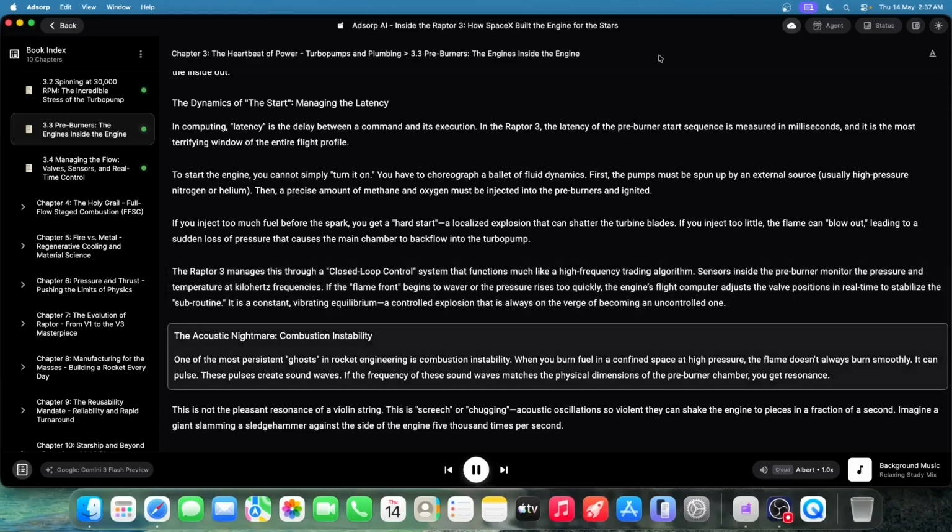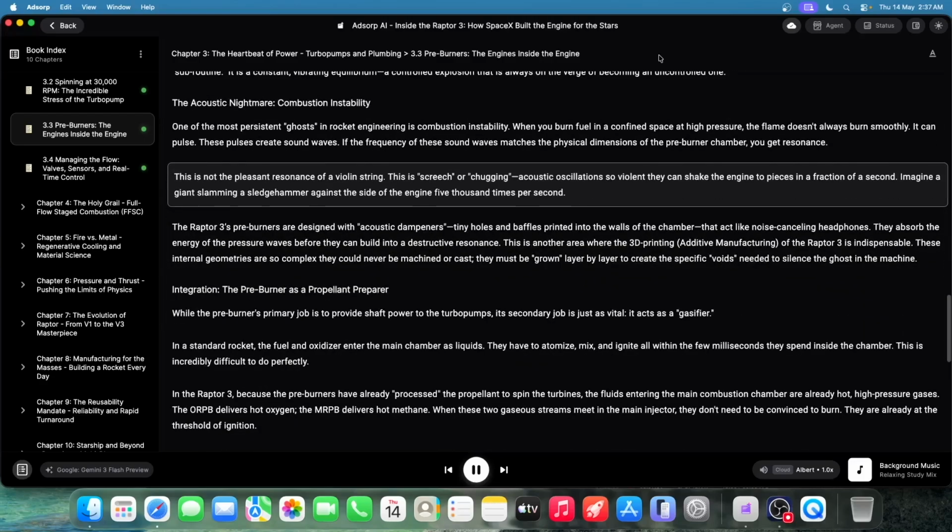And the acoustic nightmare, combustion instability. One of the most persistent ghosts in rocket engineering is combustion instability. When you burn fuel in a confined space at high pressure, the flame doesn't always burn smoothly. It can pulse. These pulses create sound waves. If the frequency of these sound waves matches the physical dimensions of the preburner chamber, you get resonance.